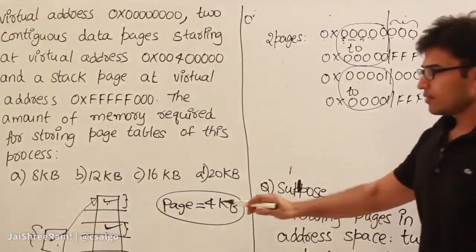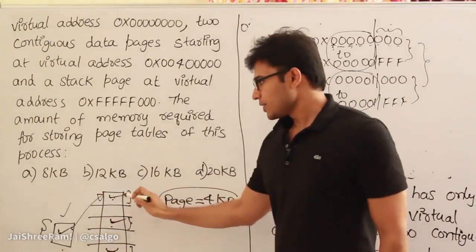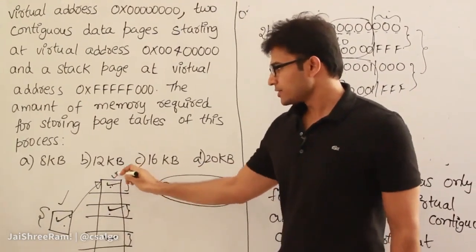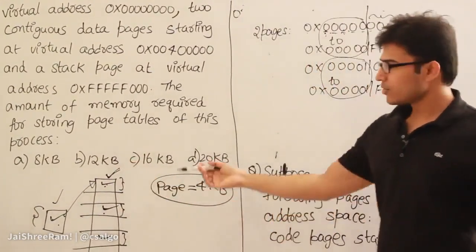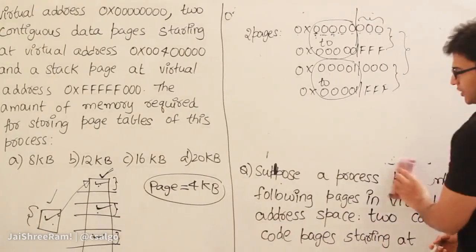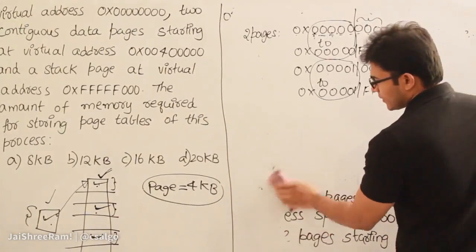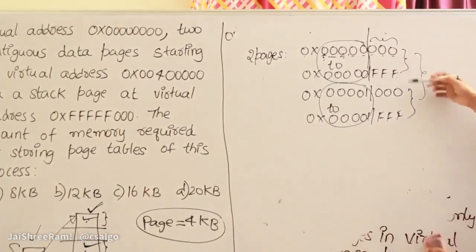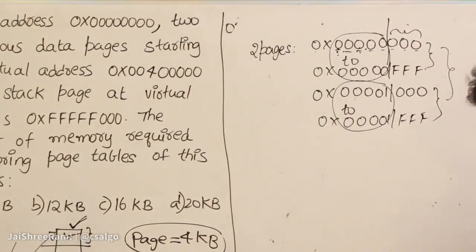Already one outer page table page is present. Now from the inner page table we might need one page. Why? Because two pages are going to refer to that page table entry. Got it? So from the inner page table, because of these two pages, I need one page, right?